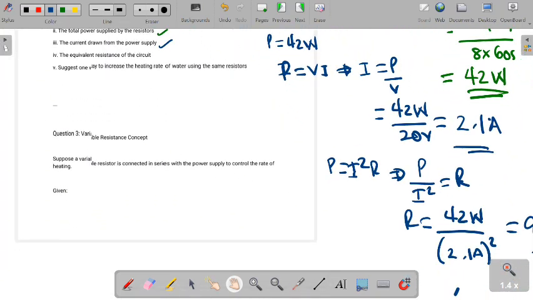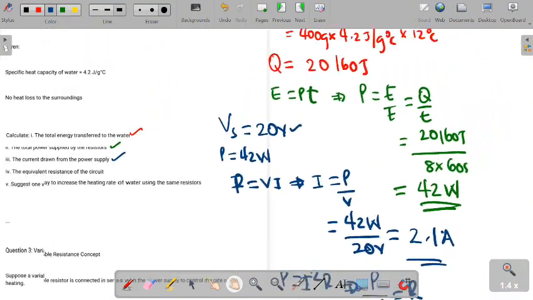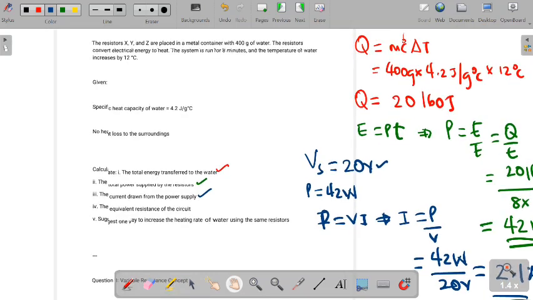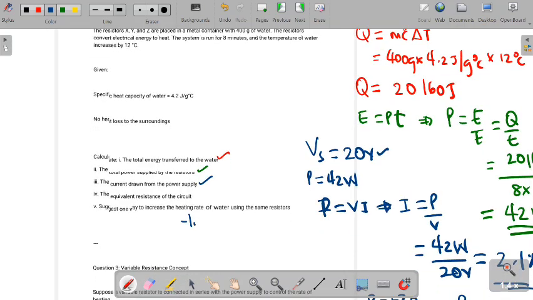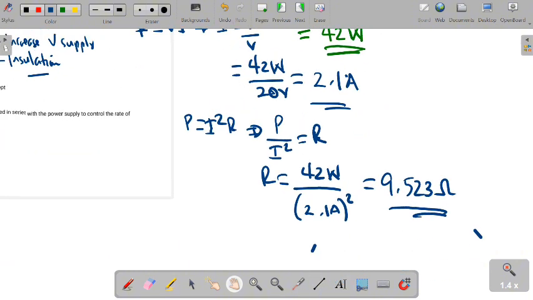Now from there they ask, can you suggest one way of increasing the heating rate of water using the same resistors? I think one of the ways is simply to increase the power source or voltage supply. This will also increase the heating rate of this system. Also, you can try to reduce heat loss. If you reduce energy losses, that will also be helpful. That means you need to use better insulation. That will help you reduce heat losses, and that will help with the heating, right?